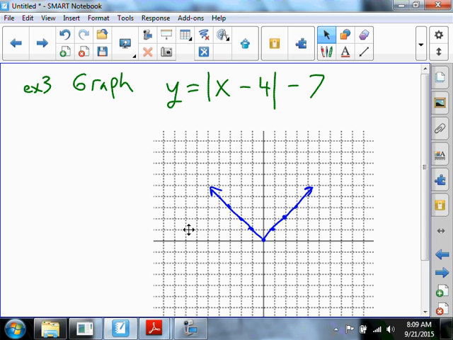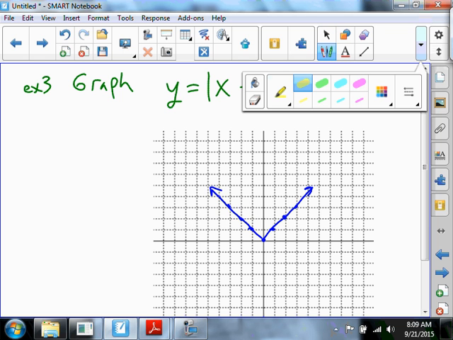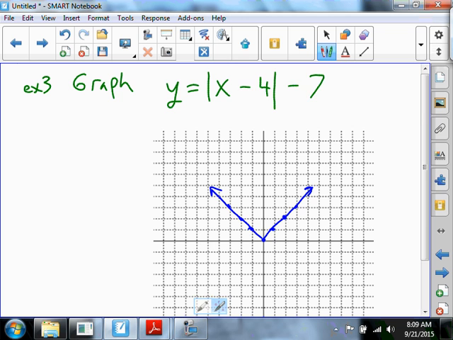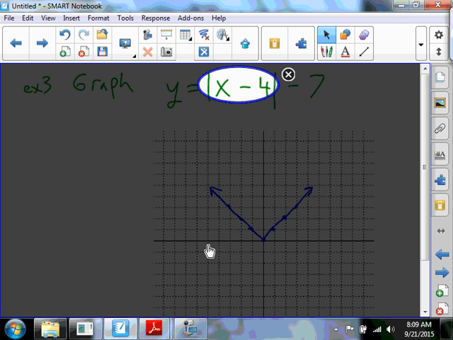Do you hear that? Listen. Do you hear it? Hold on a minute. I think this is trying to say something to us. I think x minus 4 is trying to tell us something. What's the x minus 4 trying to tell us?